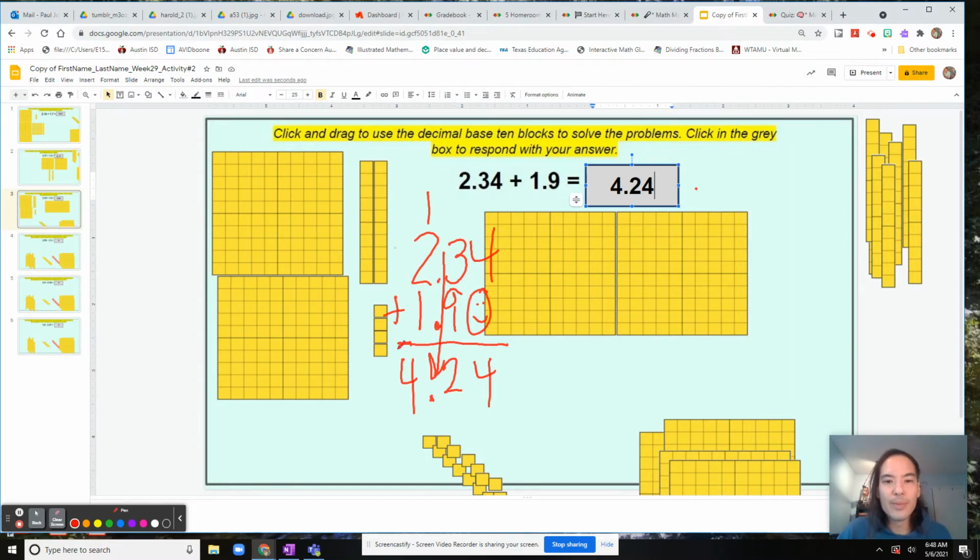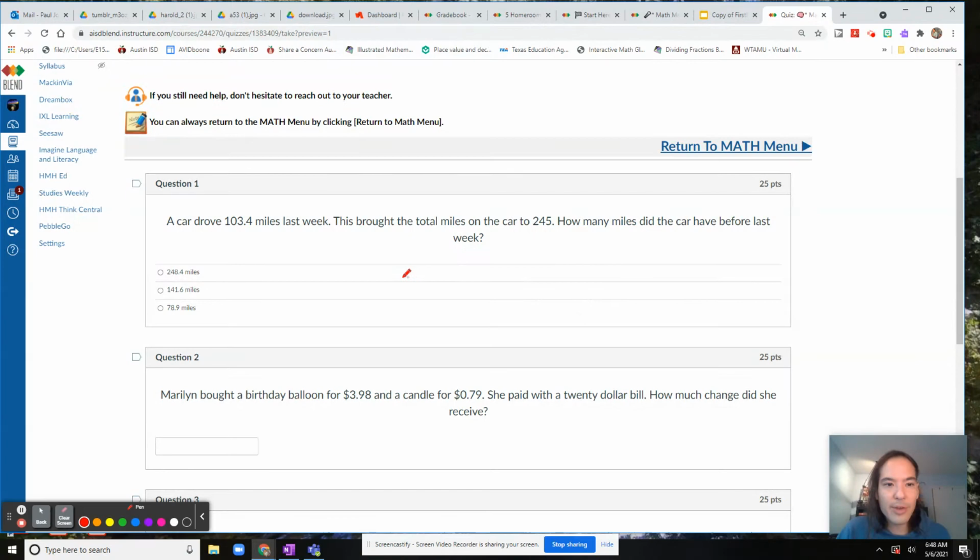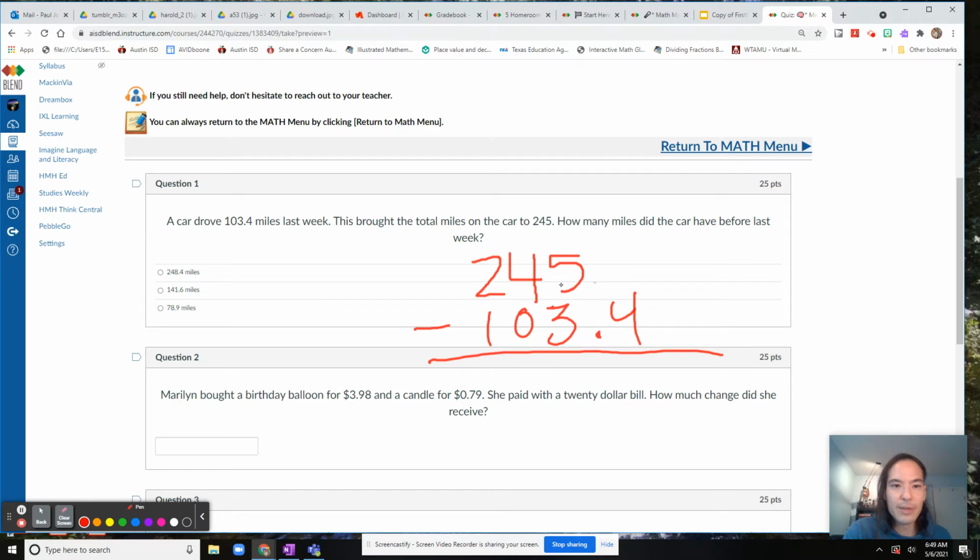And you're going to use a lot of this algorithm whenever you're doing your quiz today. So make sure that whenever you do your quiz today, you have paper out, because it's things like 103 and 4/10 miles last week brought the total miles to 245. How many miles did the car have before last week? So you're going to subtract 245 and 103 and 4/10, right? And that'll tell you the difference. Add zeros to save places. So there's a hint on your quiz. In fact, let's do a hint on everyone on your quiz, and we can be happy that you watched the video.